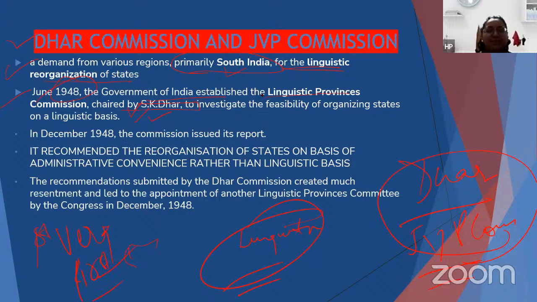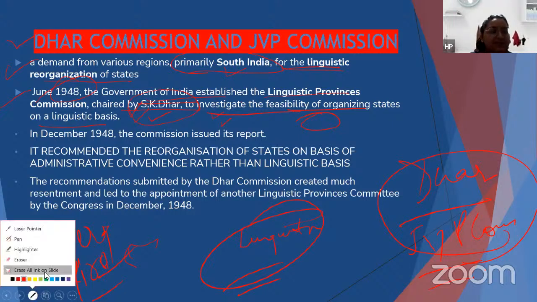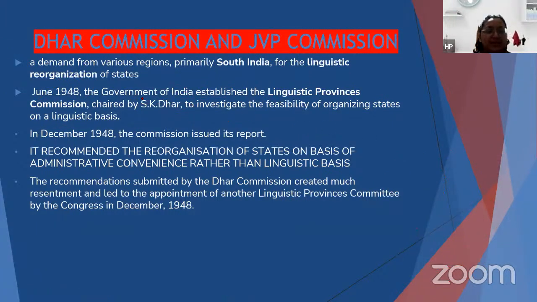Okay. अब किस लिए establish किया गया था? So that it can investigate कि अगर हम linguistic basis पे organize कर रहे हैं तो उसका feasibility कितना है? Okay, if we are organizing our states on linguistic basis, then what is the feasibility of that? So to investigate the feasibility of organizing state on linguistic basis, Government of India appointed what? It established a commission under SK Dhar. SK Dhar was the chairman.